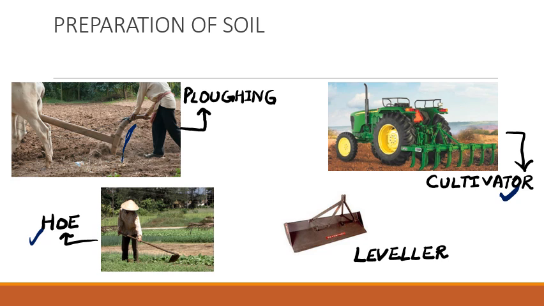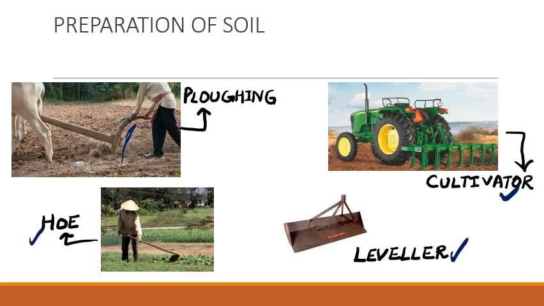And the last tool is the leveler. The plowed field still contains big pieces of soil. It is necessary to break these crumbs and level the field before sowing the seeds. So this is done with the help of the leveler, which makes the field suited for sowing as well as for irrigation.